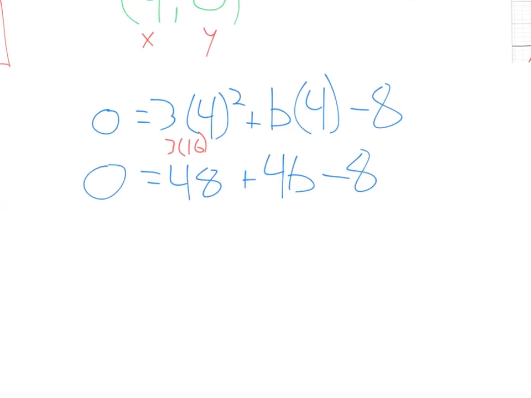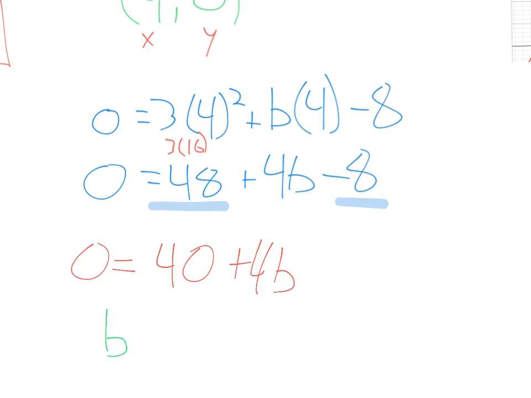We will combine our like terms here. I've got 48 and a negative 8. So that is just 40 plus 4b equals 0. b would equal negative 10. Not too shabby. Not too shabby.